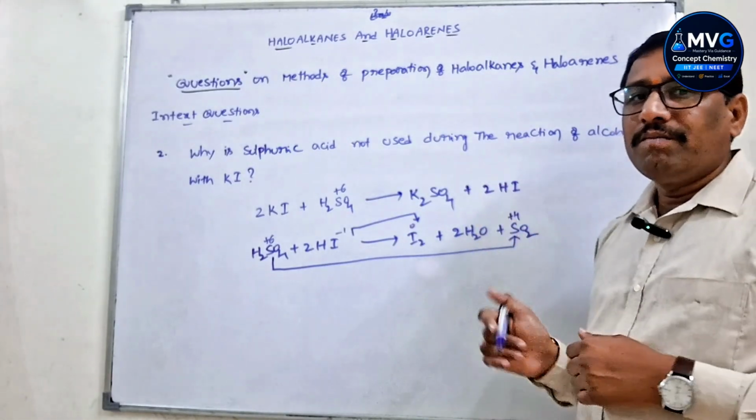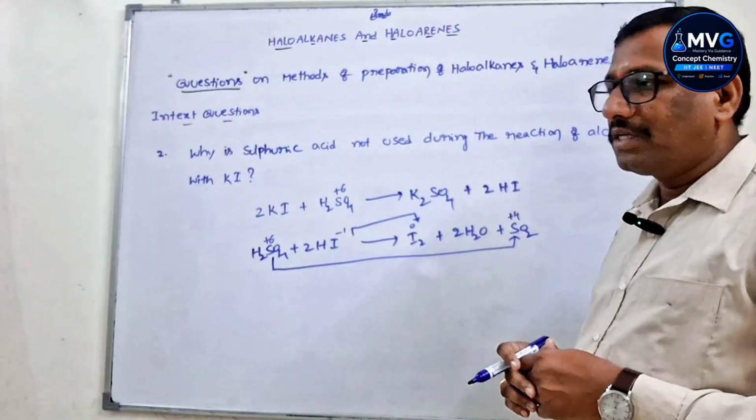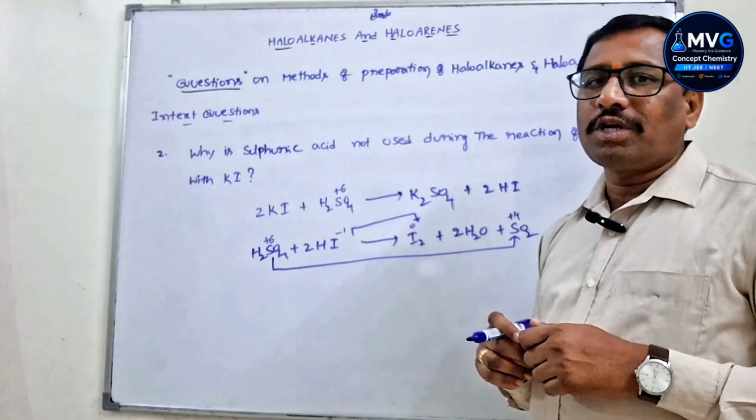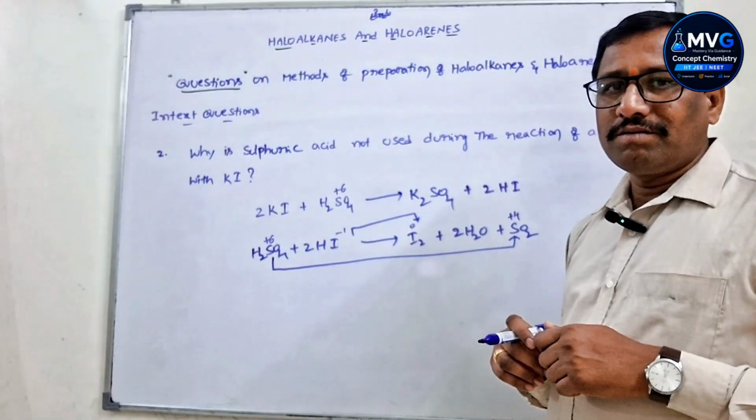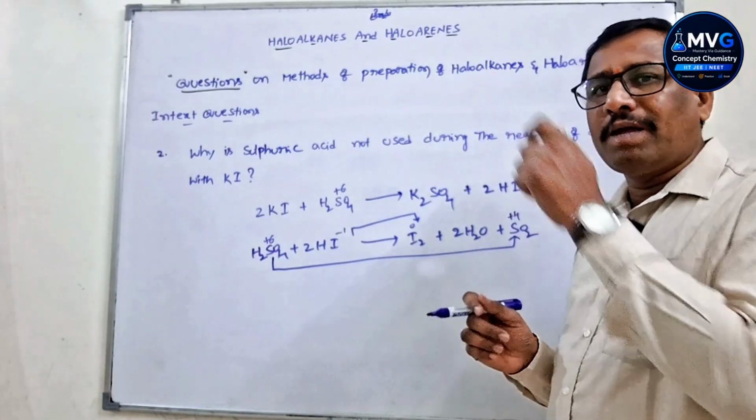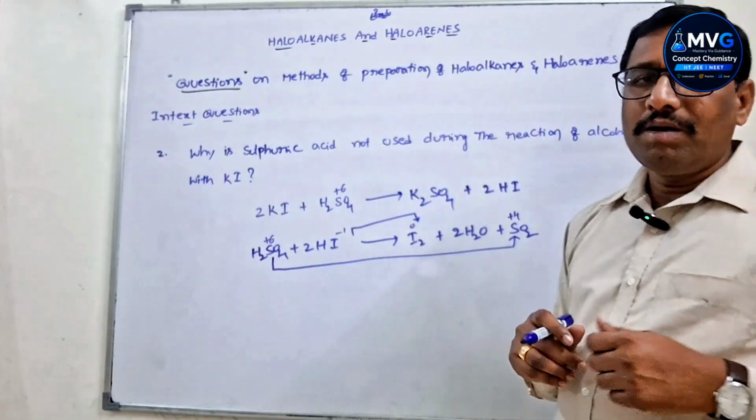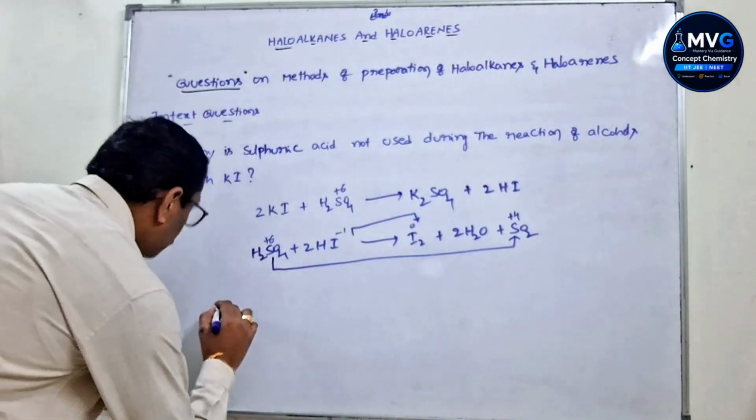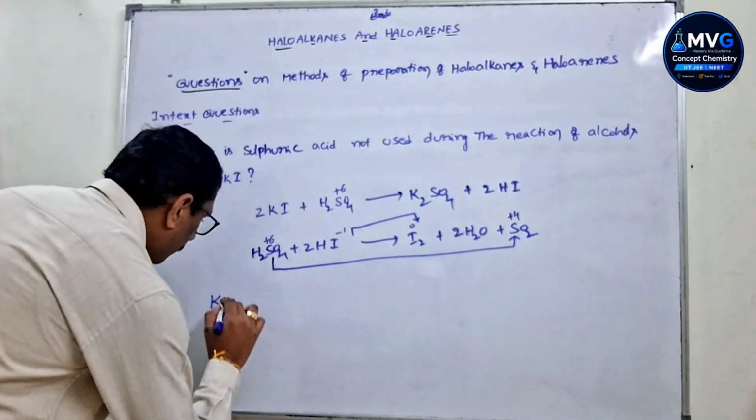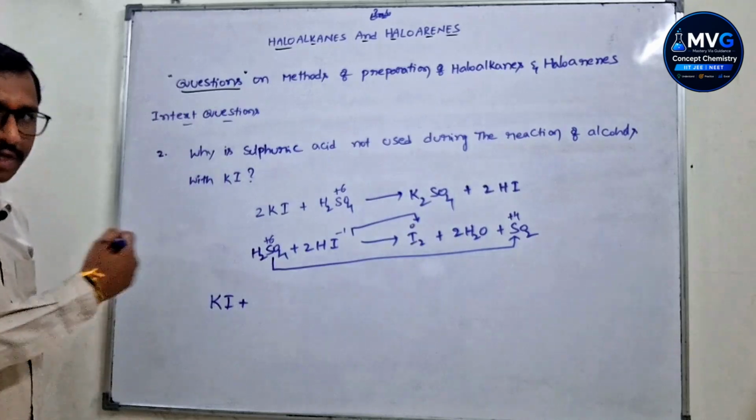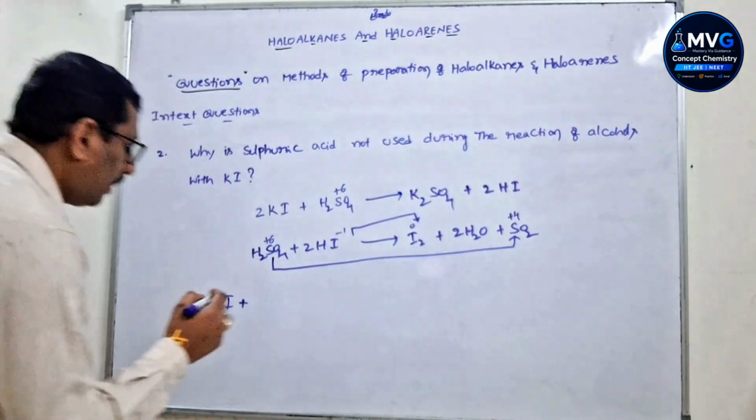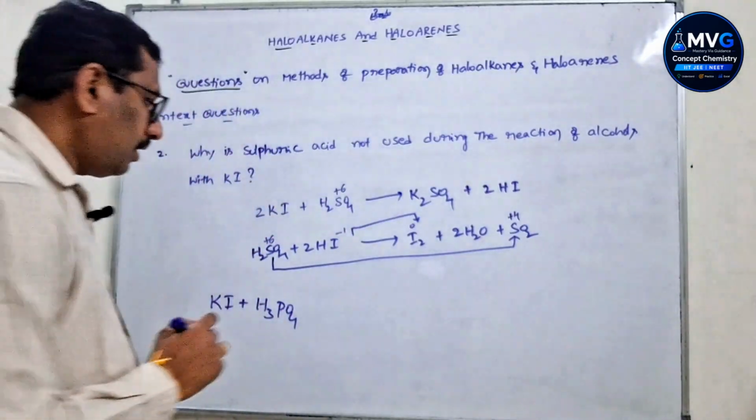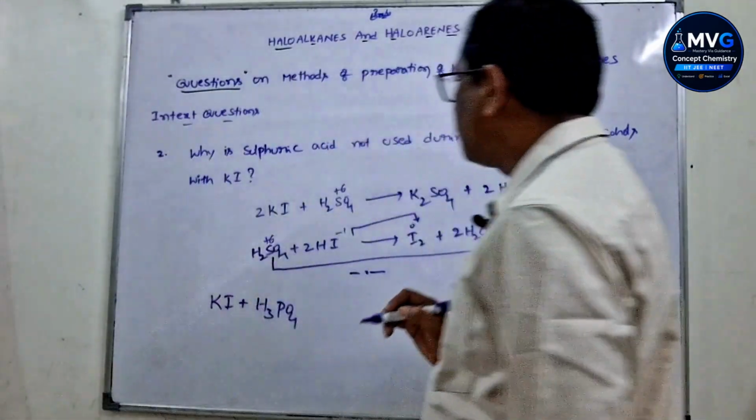That's why, starting this preparation method, I explained to students that while preparing the iodoalkanes, we are using H3PO4 and HNO3 oxidizing agents instead of H2SO4. I mentioned this point already, students, you can see the previous videos. Now here, KI when it reacts with H3PO4, students, up to here, for this question, the answer is enough.